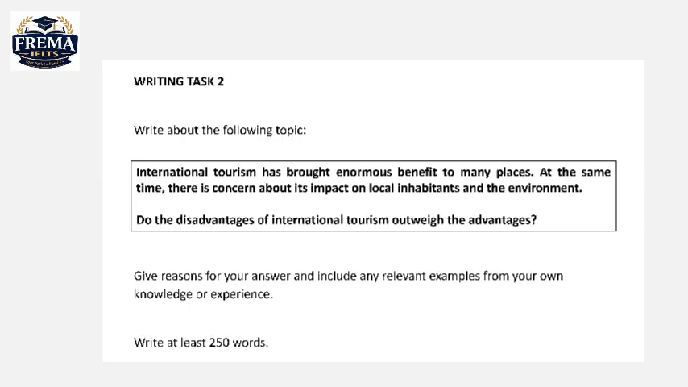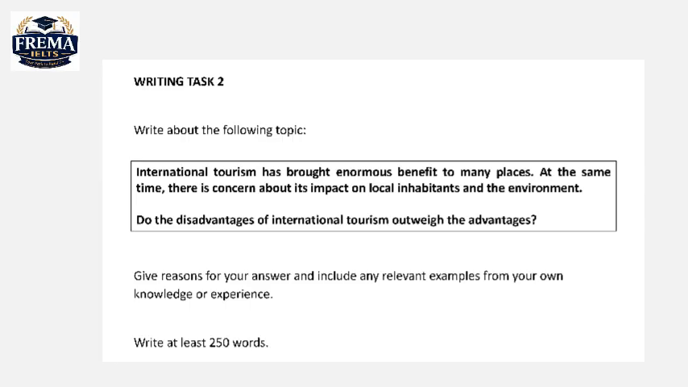Before writing your essay, it is very important to identify the task type. In this case, it is an advantages and disadvantages essay, where you must clearly present your position and support it with logical reasons and examples. For Task 2, a well-structured essay usually contains 4 paragraphs. The first paragraph is the introduction, where you paraphrase the question and clearly state your opinion. The second and third paragraphs are the body paragraphs, where you explain the advantages and disadvantages with supporting ideas and examples. The final paragraph is the conclusion, where you summarize your main argument and restate your position.